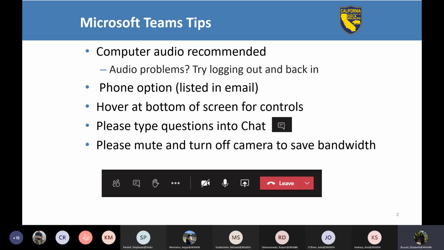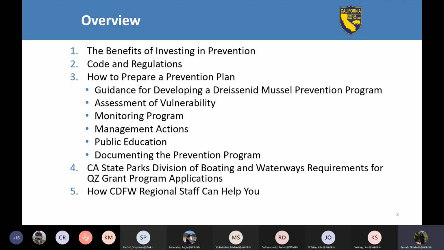Great, so let me get into the main part of our presentation now. You should be able to see a slide that says overview. The topics we're going to be covering today are the benefits of investing in quagga and zebra mussel prevention, the code and regulations related to quagga and zebra mussels. We'll spend most of our time on how to prepare a prevention plan, talking about the guidance that's available for developing a prevention program, assessment of vulnerability, monitoring program, management actions, and public education, and documenting the prevention program. Then Stephanie will be talking about the State Parks, Division of Boating and Waterways grant program applications. And finally, we'll talk a little more about how our regional staff can help you prepare a prevention plan.